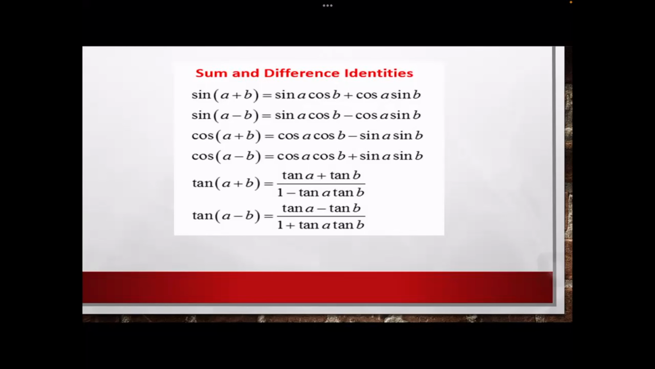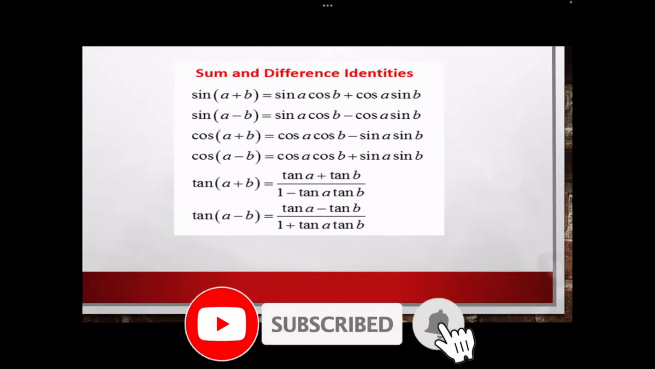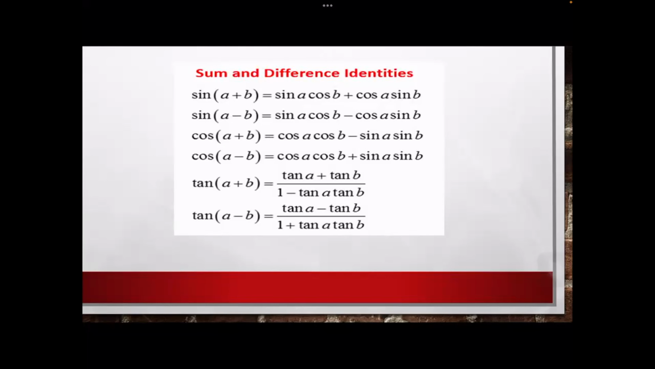Okay, so let's have the sum and difference identities. So in this case, magkakaroon tayo dito ng sum and difference identities. Magkakaroon tayo ng sin of the quantity of a plus b is equal to sin a cosine b plus cosine a sin b. Yung isa naman is sin the quantity of a minus b is equal to sin a cosine b minus cosine a sin b.